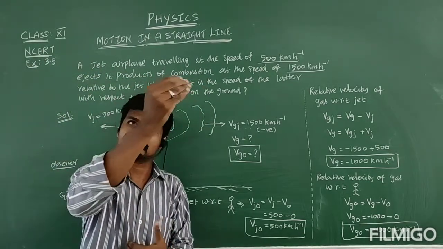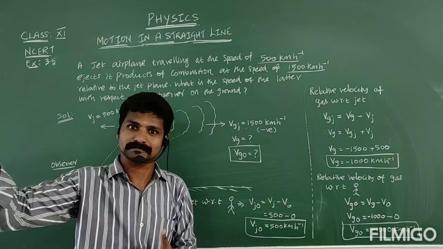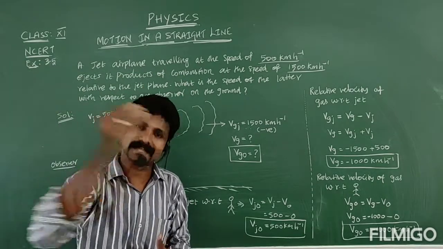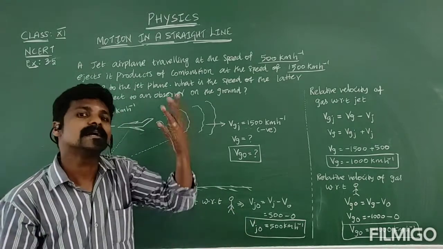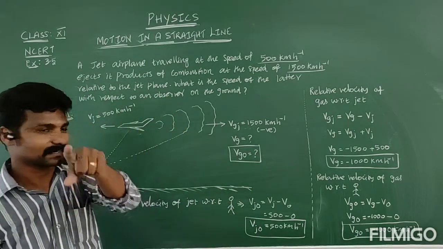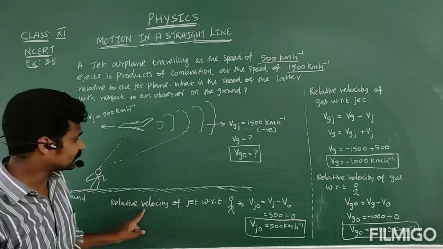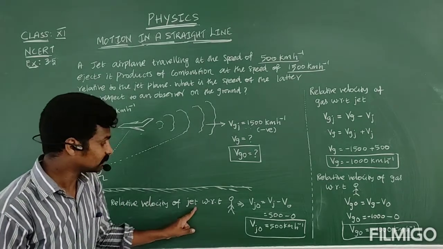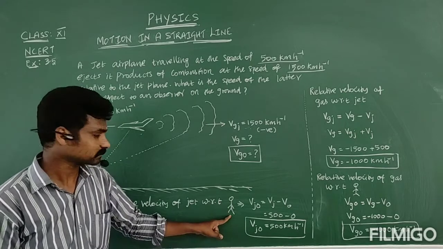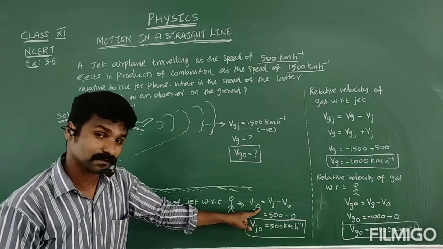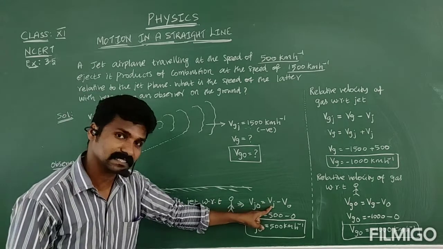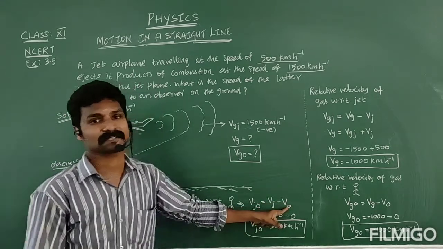So I understood that the actual speed is 500 km per hour. The same speed only will be observed by the observer. So listen, the relative velocity of the jet with respect to the observer. How can we write it? Velocity of the jet minus velocity of the observer.